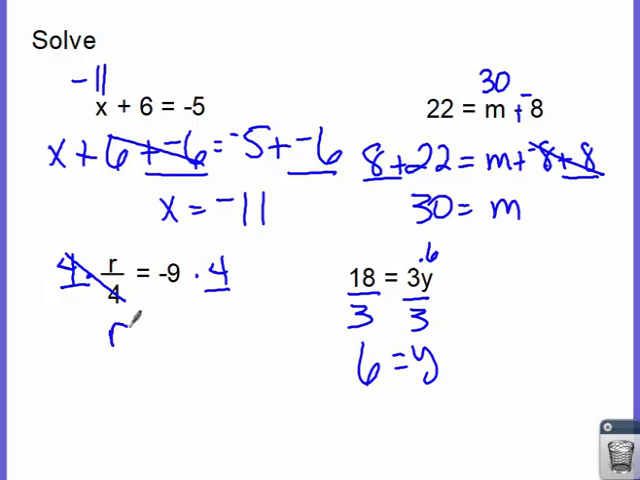So now I end up with r is equal to, and negative 9 times 4 gives me negative 36. If I were to put this negative 36 back up into the r, negative 36 divided by positive 4 does give me negative 9. And that's how we solve one-step equations.